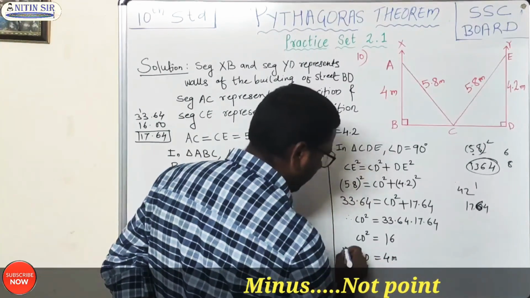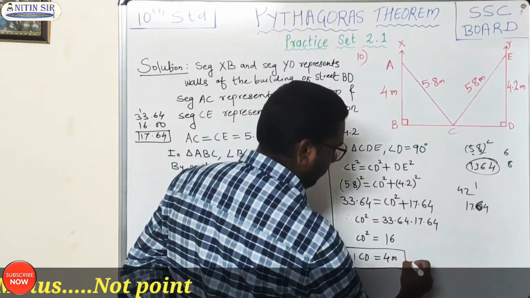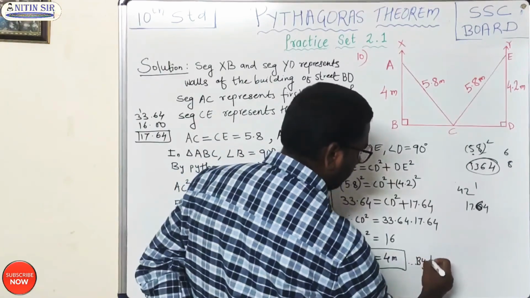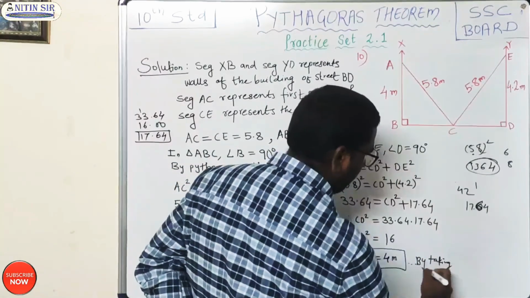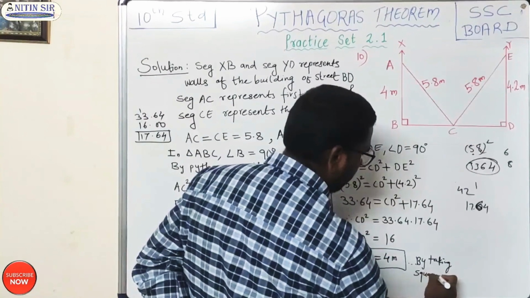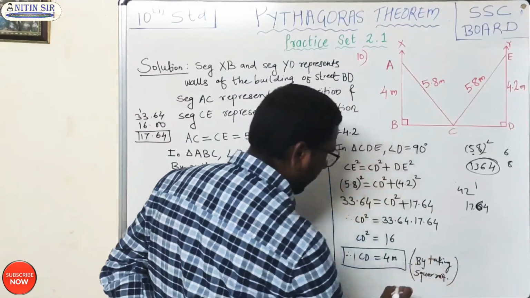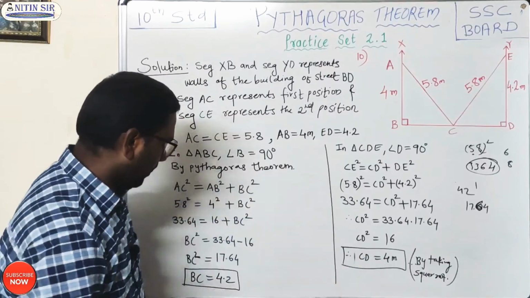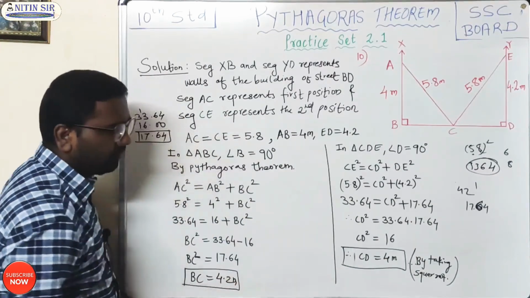So CD is equal to 4 meter. We got the value of CD. This is 4 meter. Here we can write by taking square root. By taking square root, therefore CD is equal to 4 meter, BC is equal to 4.2 meter.